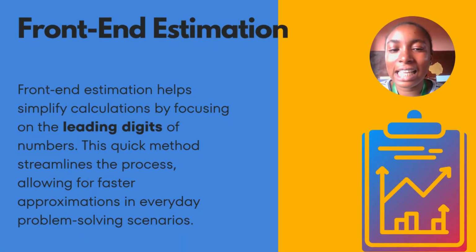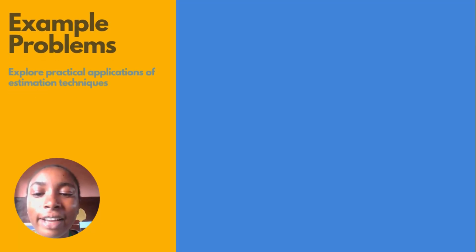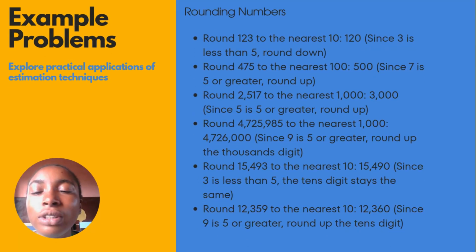Front end estimation. This might be your first time hearing about this, but this helps simplify calculations by focusing on the leading digits of numbers. This quick method streamlines the process. It makes the process faster, allowing for faster approximation in everyday problem solving scenarios. I'm going to show us some practice examples on this for us to understand better. Here are some example problems on rounding numbers, rounding down and also rounding up.